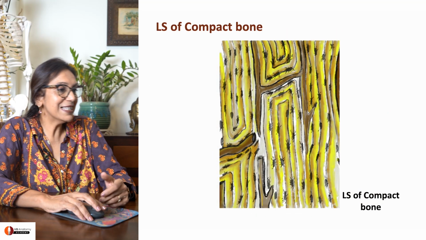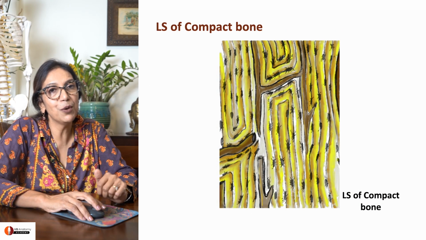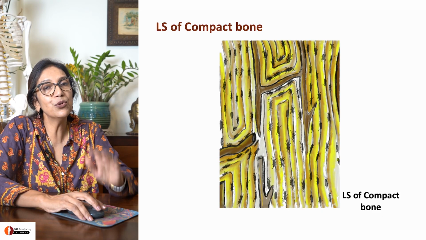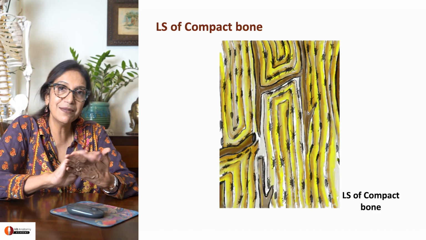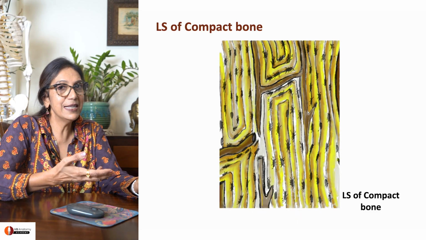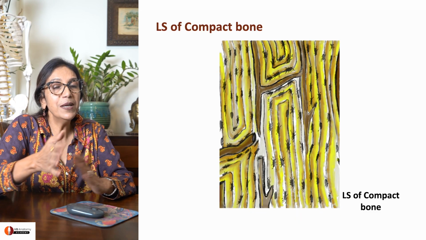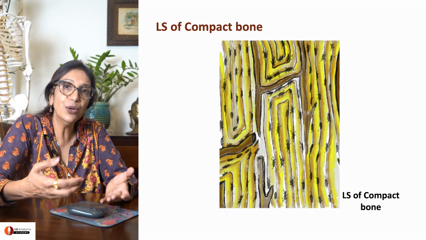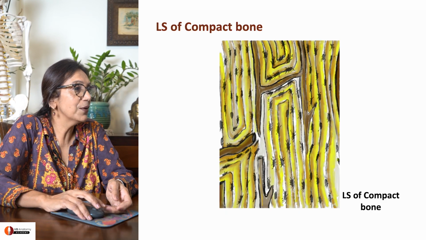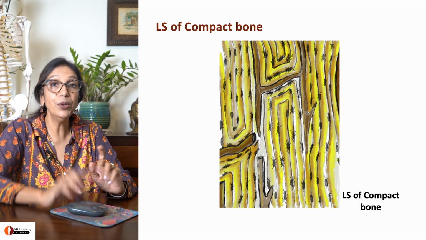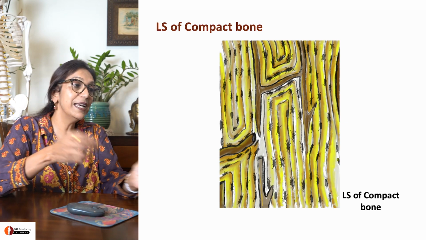Right, so now this is a longitudinal section of compact bone. By the way, students, there is a video on how to draw diagrams of transverse section and longitudinal section of compact bone, which was released a few months back. Do please watch it in case you are finding it difficult to draw in your histology journals. Right, so now we are studying the longitudinal section of compact bone, again a ground section. So will it be stained?